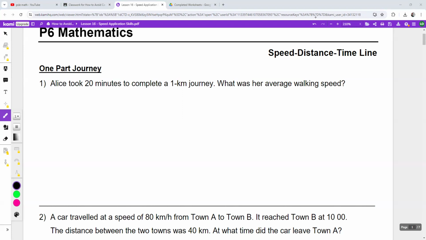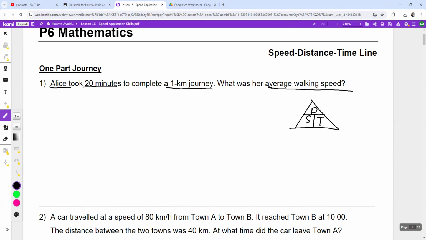If you look at the first question, Alice took 20 minutes to complete a 1 kilometer journey. What was her average walking speed? Before you can solve any speed problem, you will need to have the formula beside you. Your teacher will have told you to draw a triangle, with the distance on top and the speed and time below. To find the distance, speed multiplied by time. To find speed, distance divided by time. And time is equal to distance divided by speed.